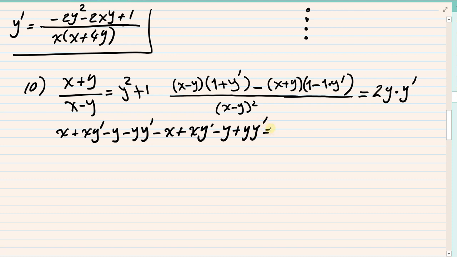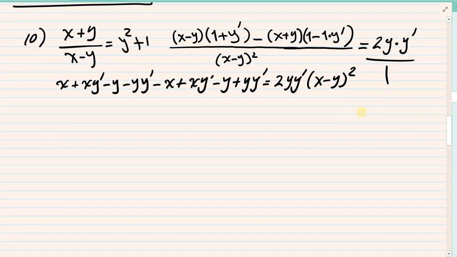equal, and then we can multiply both sides here by x minus y squared. So the other side is 2y prime times x minus y squared, or cross multiply. Give it a denominator 1 and cross them like that. Okay, so there we have that step, and then we can combine like terms here, right?